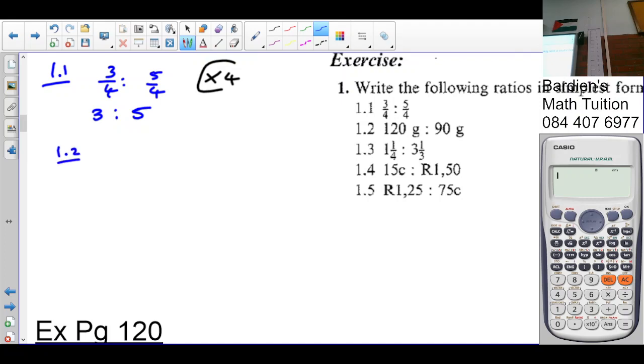Let's go to 1.2. 120 gram to 90 gram. Remember what we said, it must be the same SI unit. In this case, both are in grams. So do I need to change anything? No. If it was not in the same SI unit, I would have changed it. I always change it to the smaller one of the two. So which number goes into 120 and 90 without remainder? 30. 30 can go into 120 4 times, and 30 goes into 90 3 times.